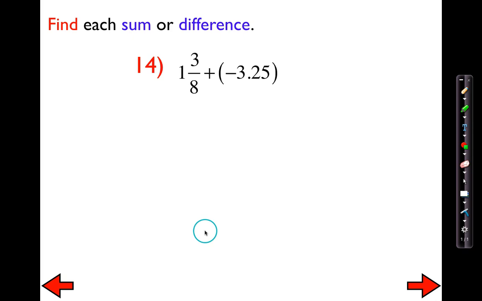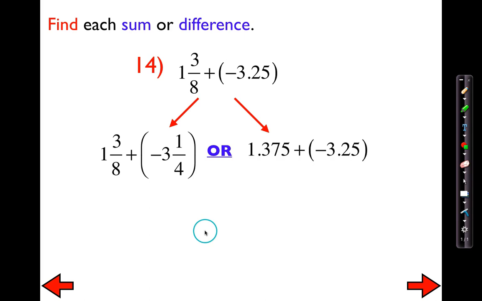Okay, so let's see how well we did. There were two methods. Method 1, turn everything into fractions. You should have gotten 1 3/8 plus negative 3 1/4. Or if you decided to turn everything into decimals, you should have gotten 1.375 plus a negative 3.25. If you did the fractions, you should have gotten negative 1 7/8. If you got a decimal, you should have gotten negative 1.875. Do they represent the same exact number? They do. So either one would have been fine.